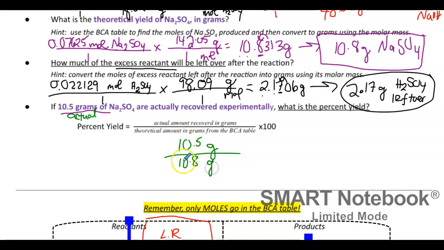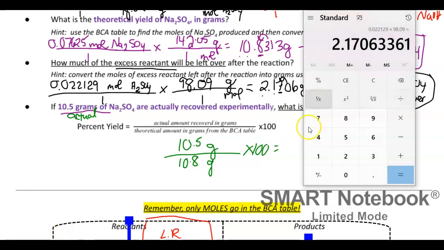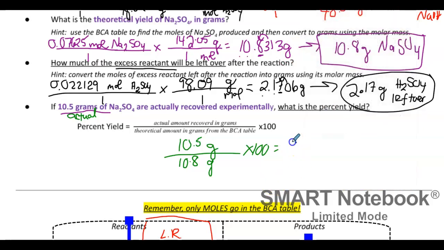So you can see it's less, right? We actually got less out. So it's going to be less than 100% yield. You can have over 100% yields, and that means that your final product is contaminated, either with excess reactant or with water or some other mishap. And then we're going to multiply by 100. Okay, so we're going to take our 10.5 grams, divide by 10.8 grams, then times 100, and we get 97.2 repeating.